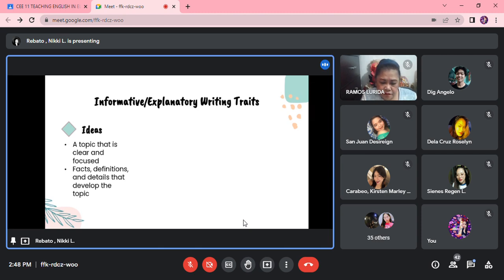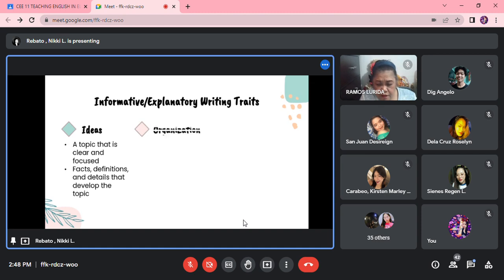A definition tells what specific words mean. For example, the definition of a carnivore: a carnivore is an animal that eats meat. So the whole point of explanatory writing is to teach readers something. Facts, details, and definitions work together to develop a topic.